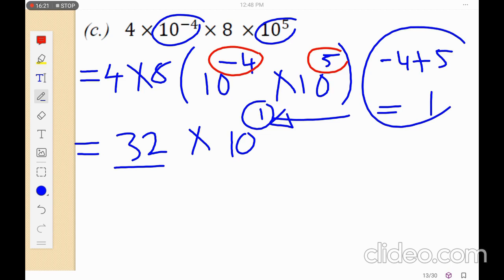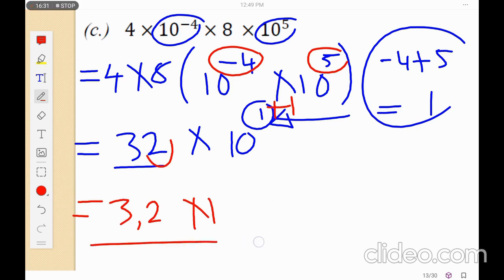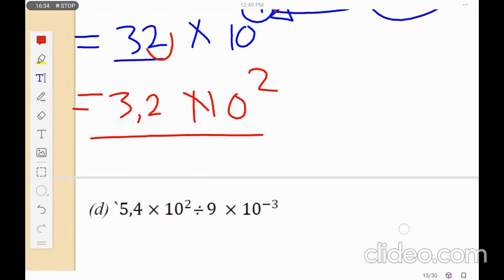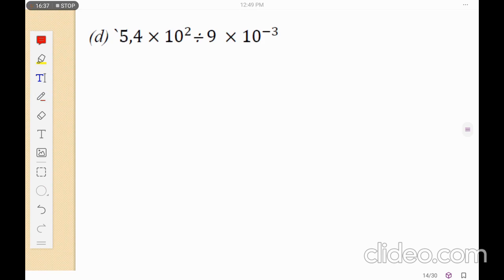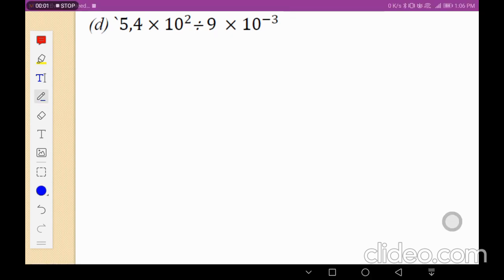This one is not in standard form. I'm going to move my comma to that point, so I have plus 1 here. So our answer becomes 3.2 times 10 to the power of 2 there. That's our answer there. Okay, then let's go to number D. Number D is going to be 5.4 divided by 9 times 10 to the power of, since we are dividing here, we subtract their powers.